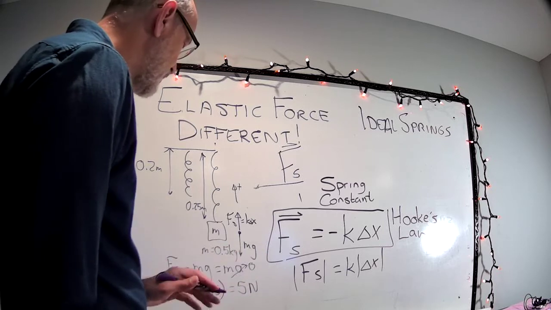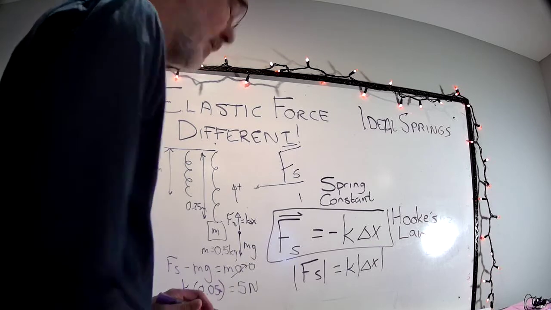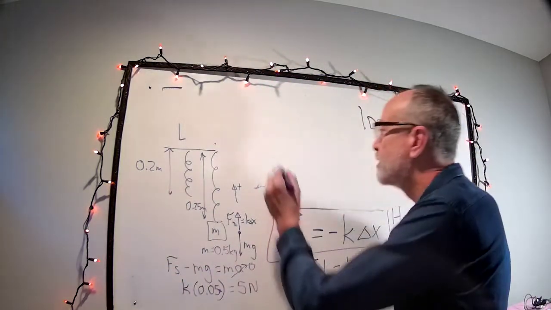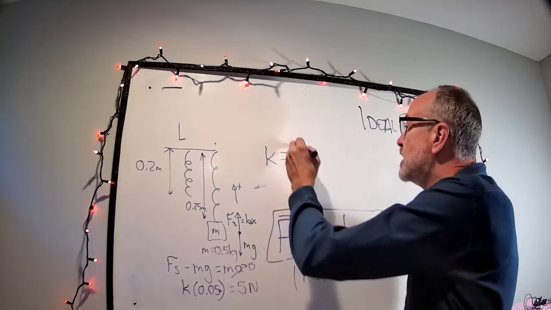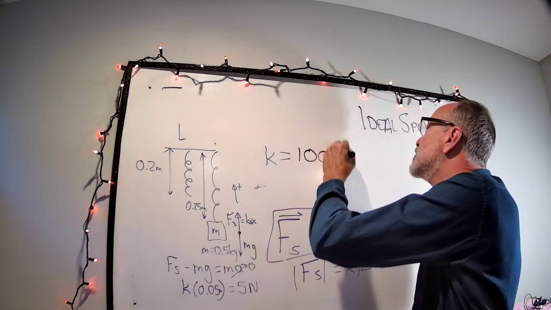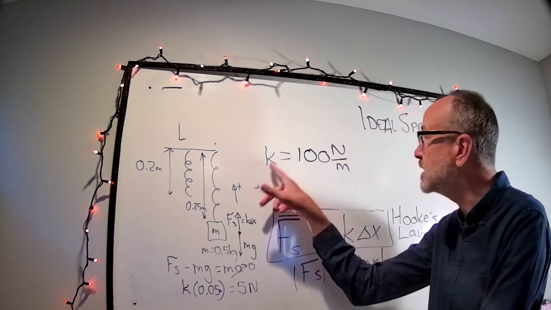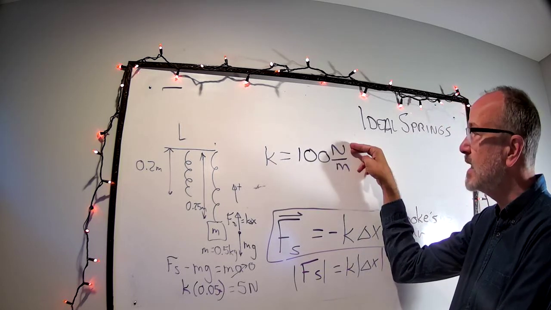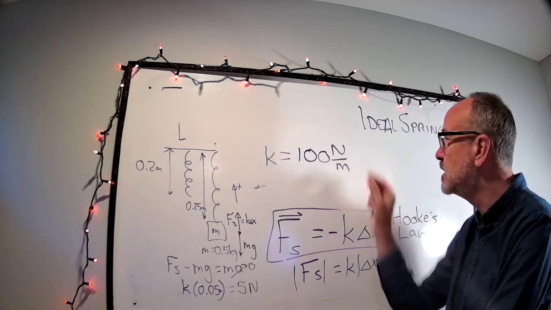When I divide those, what I will end up having is k equals, and I'm going to write it up a little higher so you can actually see it. K equals 5 newtons divided by 0.05 meters is 100 newtons per meter. Okay, and that's the unit for the spring constant. K equals 100 newtons per meter. And it sort of makes intuitive sense. The spring constant, how hard you have to pull to stretch at a certain distance.